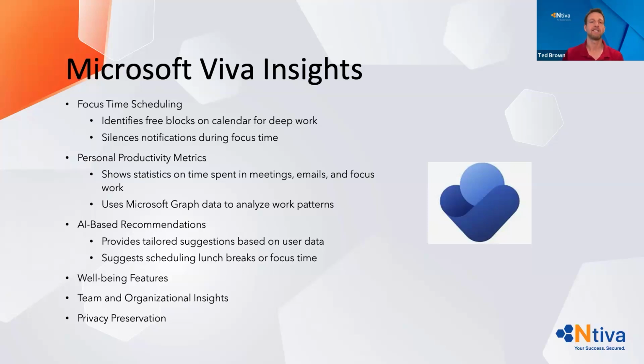Viva also has team and organizational insights. For managers, with proper privacy safeguards, Viva can surface aggregate metrics such as after-hours collaboration, meeting overload, and cross-team communication patterns. For example, a manager can see what percentage of their team has been working after hours or on weekends, or how much time a team collectively spent in meetings this month.